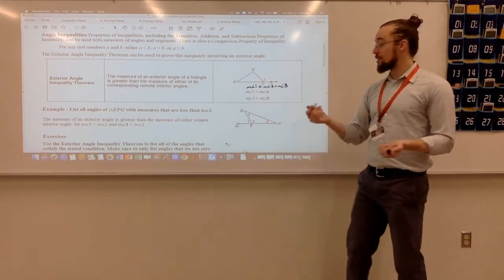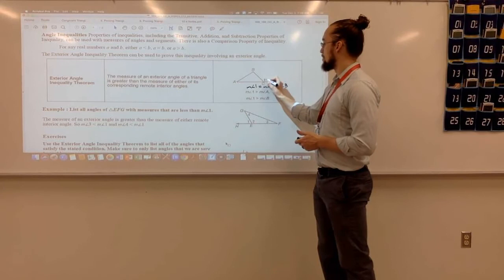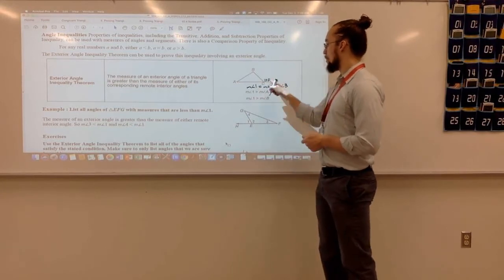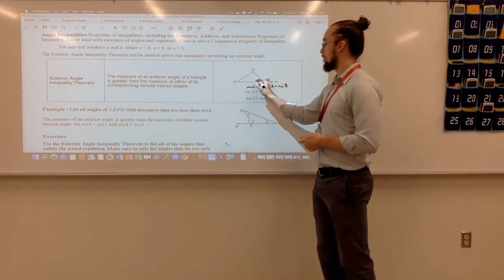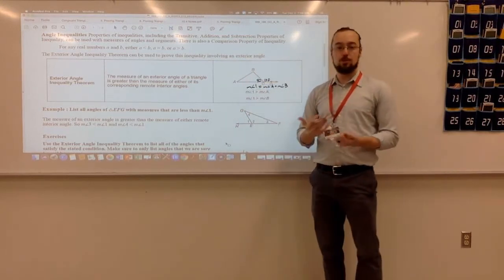The example we gave was, if this angle was 100 degrees, well, we know for sure that that would make this one 80. So then these two would have to add to 100.